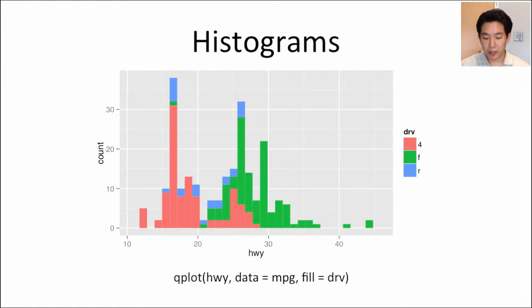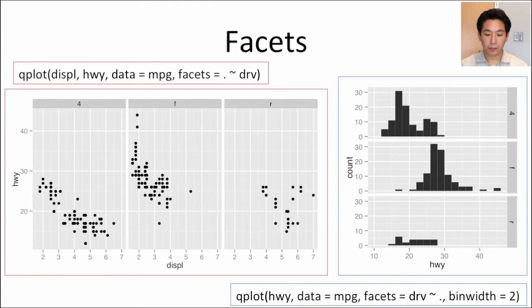You can make a histogram with the qplot function by only specifying a single variable. Here I only specify the highway variable, and it shows me the highway mileage for all the cars in the data set. But then again, I like to separate out which cars are four-wheel drive, which cars are front-wheel drive, etc. So instead of the color argument, I specify the fill argument, which says that the different elements of the histogram are going to be filled with different colors based on what drive they are. Here you can see a similar picture to before: the four-wheel drive vehicles tend to have the lowest mileage, and the front-wheel drive tend to have the highest mileage.